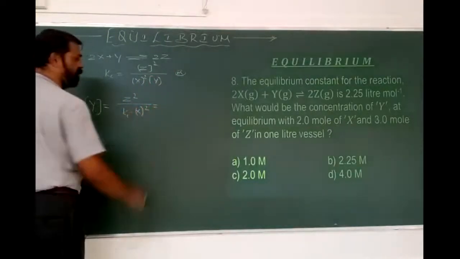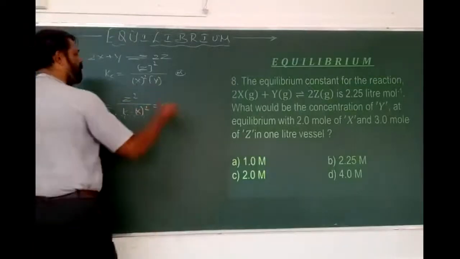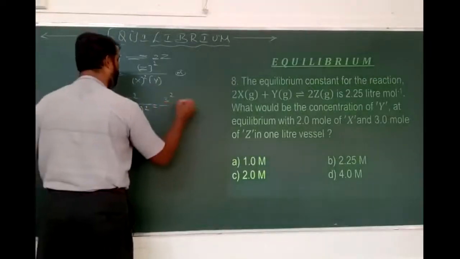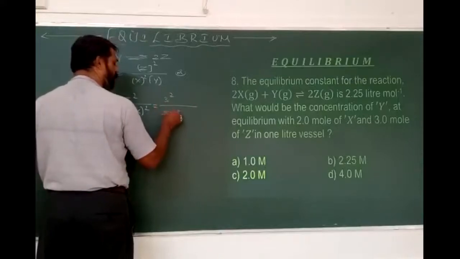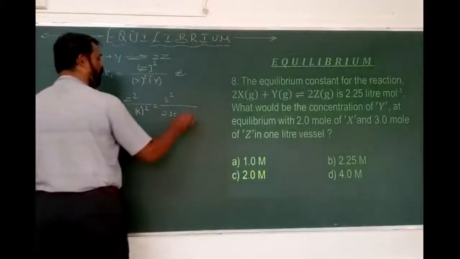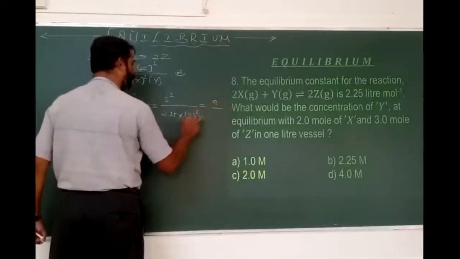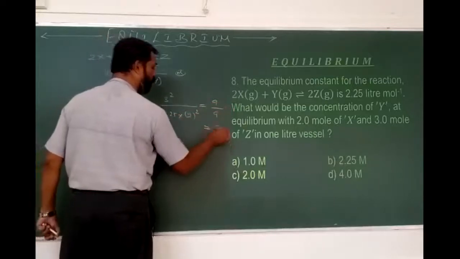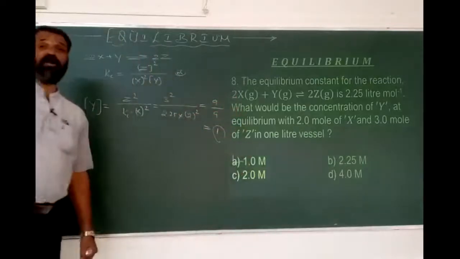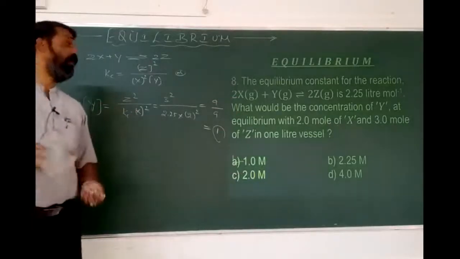What is z here? z is 3 moles in 1 liter, so 3 square, divided by the equilibrium constant 2.25, into x, which is 2 moles, so 2 square. This is 9, this is 4. 4 into 2.25 is 9, so the result is equal to 1. So that is the concentration of y at equilibrium for an equilibrium constant of 2.25. Okay.